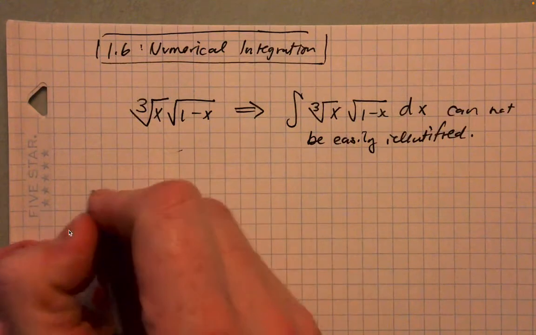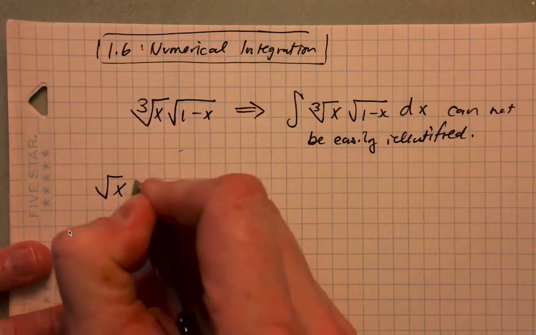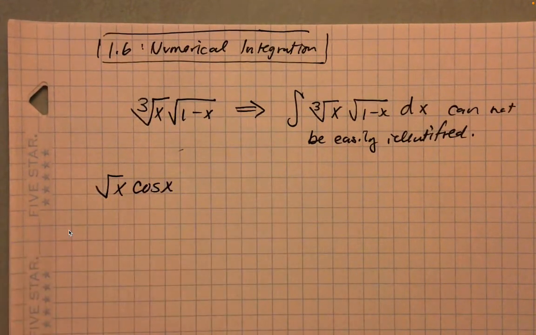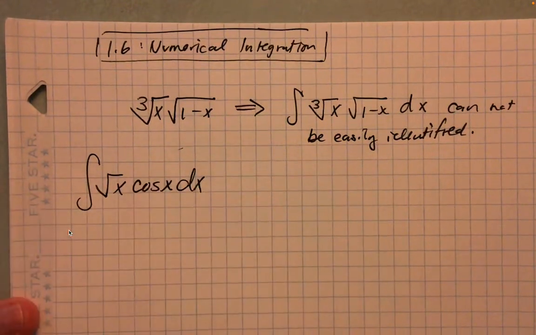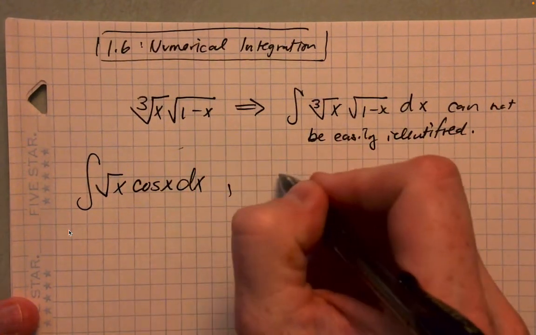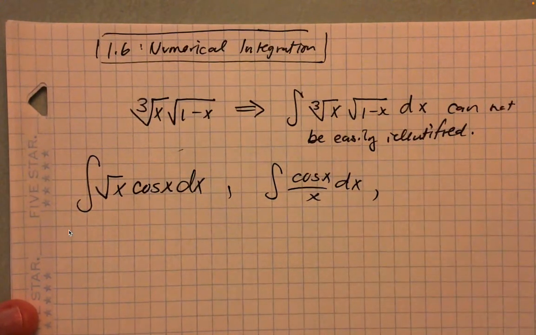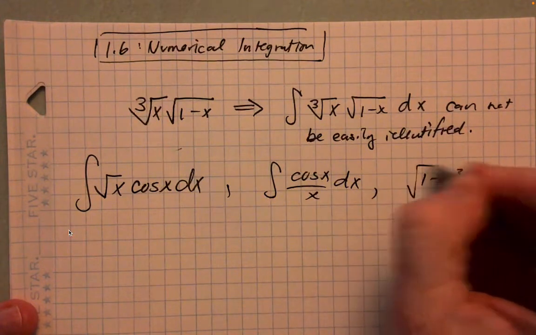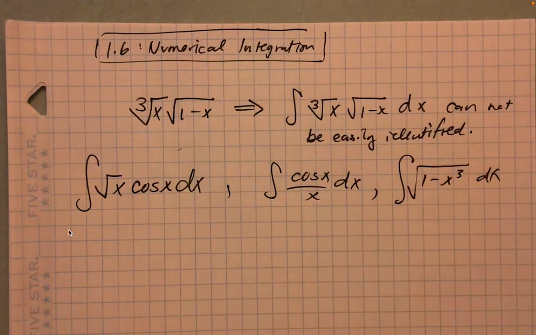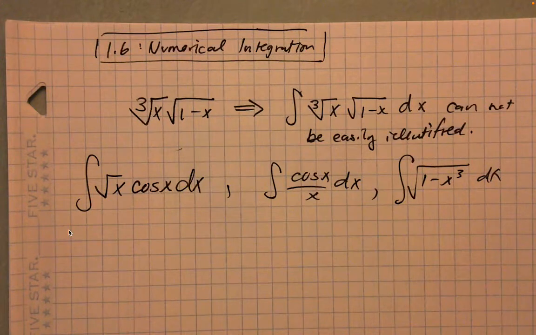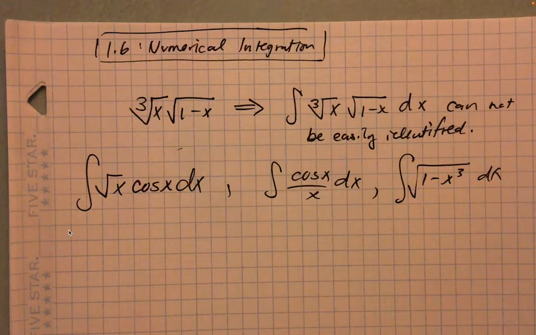There are lots of other examples. A couple might be things like the square root of x times the cosine of x. This integral cannot be easily identified. Same thing with the integral of cos x over x, and the square root of 1 minus x cubed, and so on. There are lots and lots of them. Cosine of x over x doesn't seem like too crazy an integral, but its antiderivative is not easily identified.